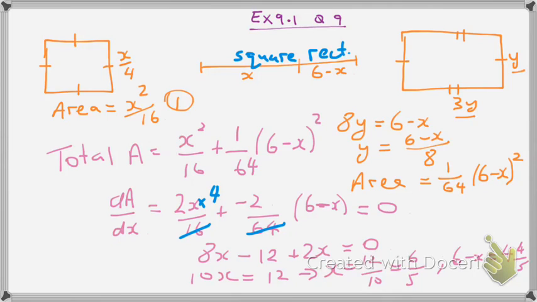Sorry, I just want to try and fit it all on one page, so I'm going to cram it in the corner. So second derivative, that is 2 over 16 minus 2 over 64 times minus 1.